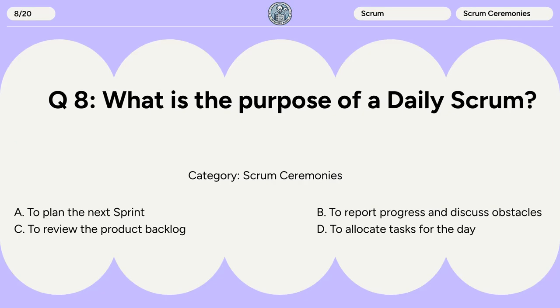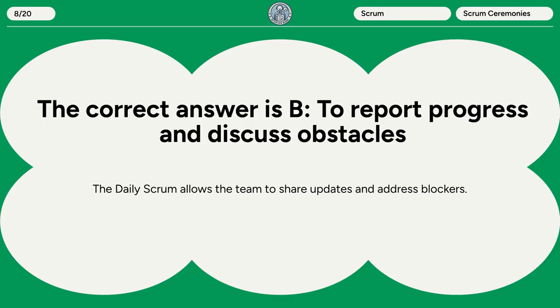Question 8. What is the purpose of a daily Scrum? A. To plan the next sprint. B. To report progress and discuss obstacles. C. To review the product backlog. D. To allocate tasks for the day. The correct answer is B. To report progress and discuss obstacles. The daily Scrum allows the team to share updates and address blockers.